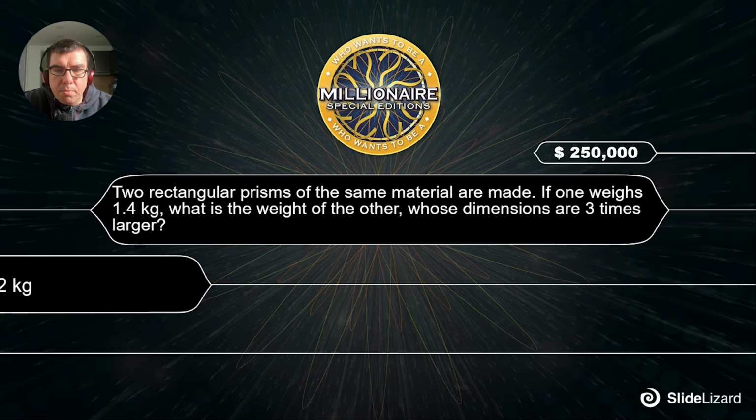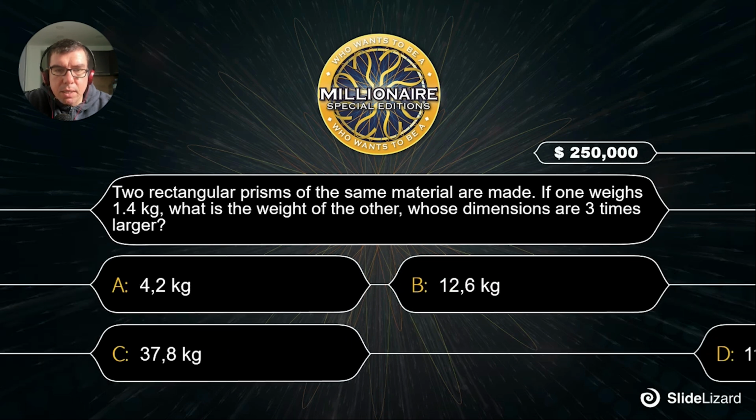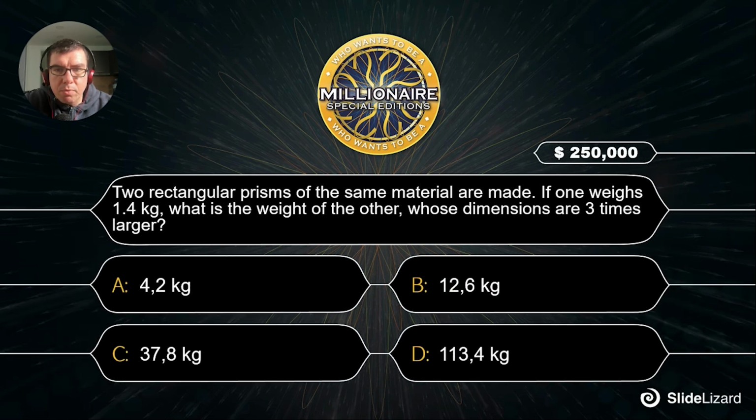Two rectangular prisms of the same material are made. If one weighs 1.4, what is the weight of the other, whose dimensions are 3 times larger? Okay, think about it. Okay. Did you find C?